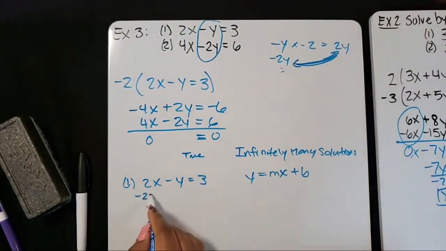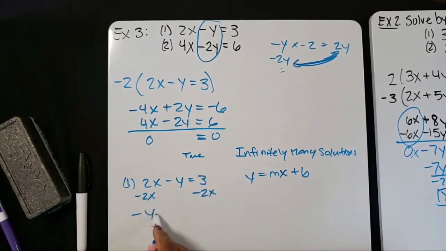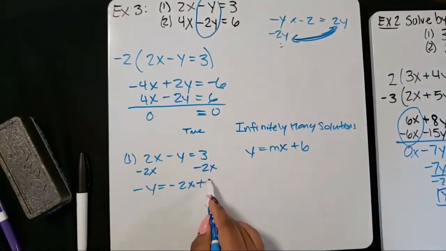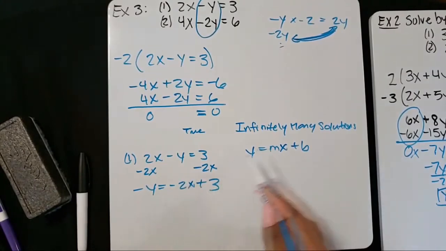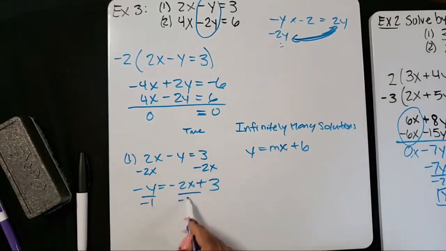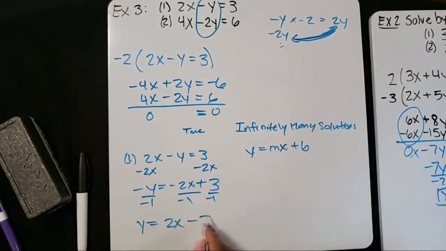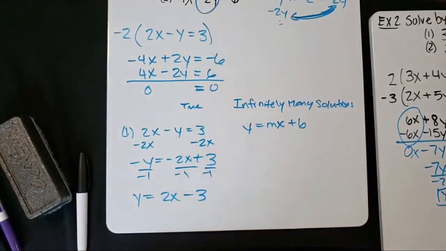So I'm going to subtract 2x from both sides. So I got negative y equals negative 2x plus 3. Then this is not like this because of the negative y. So I'm going to divide everything by -1, or just change the sign of everything, however you think about that. And I'll get y equals 2x minus 3, okay?